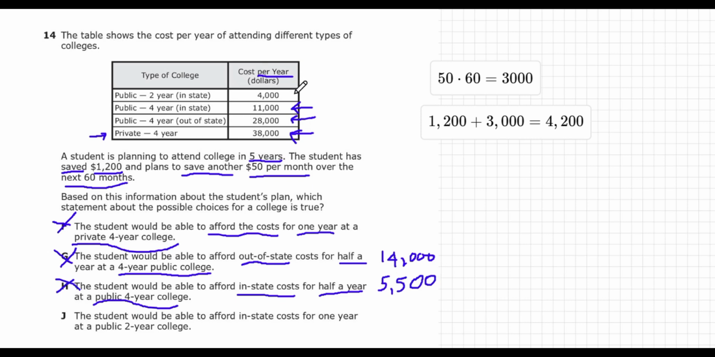Option J. The student would be able to afford in-state costs for 1 year at a public 2-year college. This is the only option that is lower than $4,200. Hence, J is the correct answer.